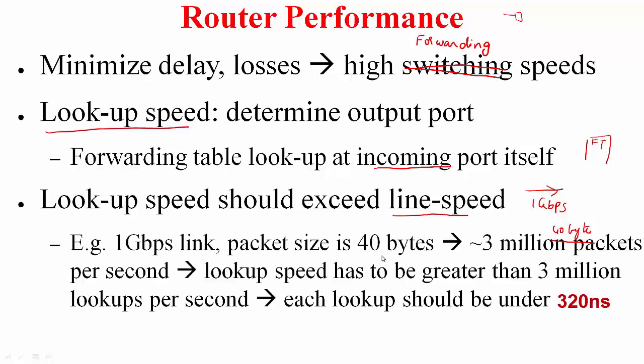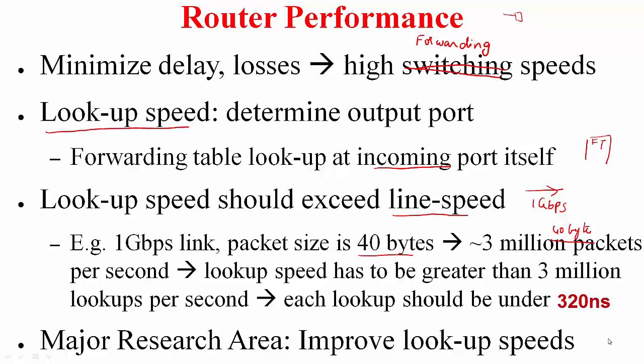So basically, when you get 40 byte packets continuously on a 1 Gbps link, you're basically getting 3 million packets per second, and this implies that your lookup speed itself has to be greater than 3 million lookups per second, because for each packet you're doing one lookup. This implies that each lookup should happen under nanoseconds. By the way, this 40 bytes is rather a worst case scenario. Typically you get packets that are bigger than this, but this size really stress tests the system.